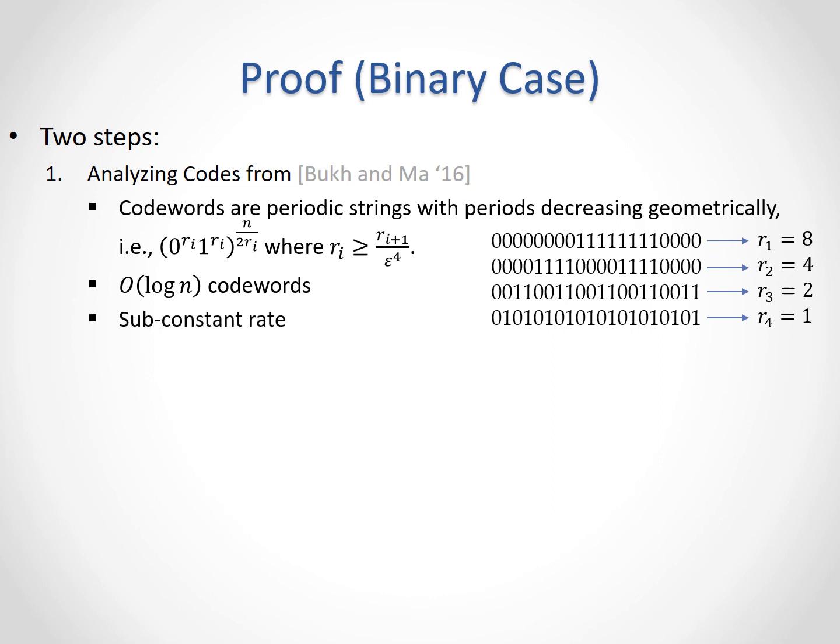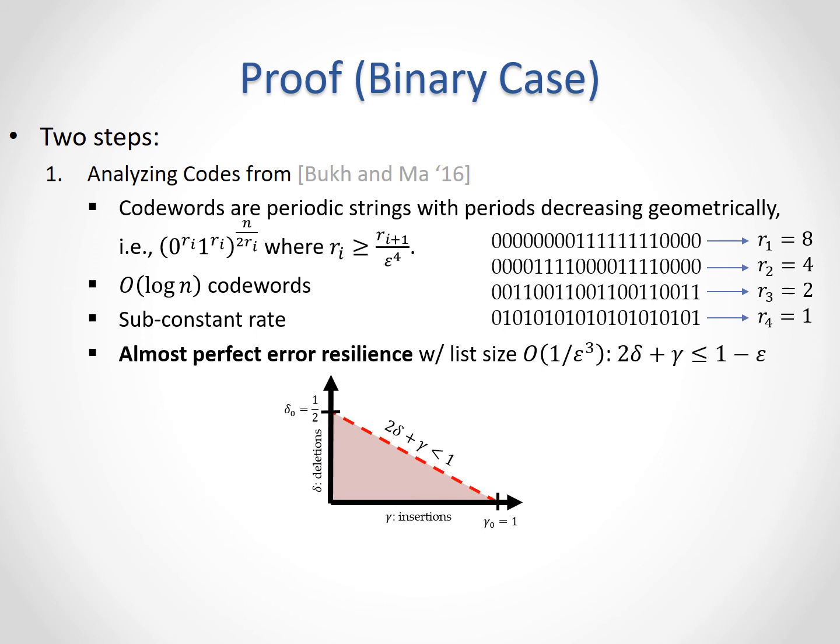However, in the first step, we show that these codes provide an almost perfect error resilience, meaning that here in the binary case, the code is list decodable with list size 1/poly(epsilon) from any delta fraction of deletions and gamma fraction of insertions as long as 2 delta plus gamma is smaller than 1 minus epsilon. And of course, this parameter epsilon is something that can be picked as small as one wishes to approach the perfect error resilience region.